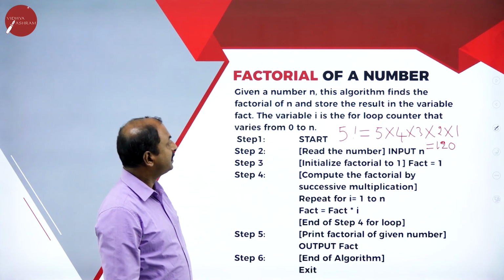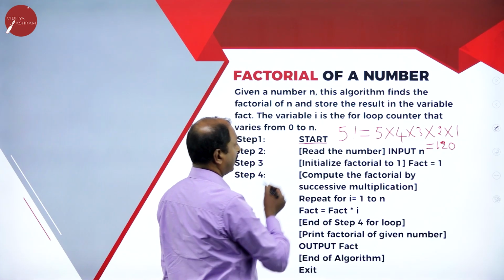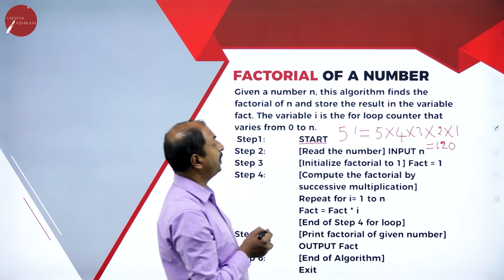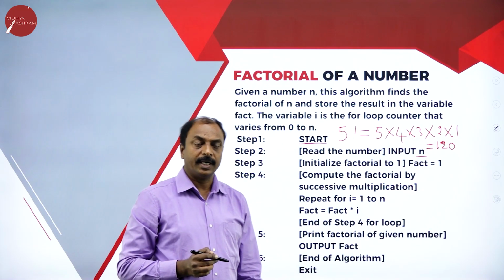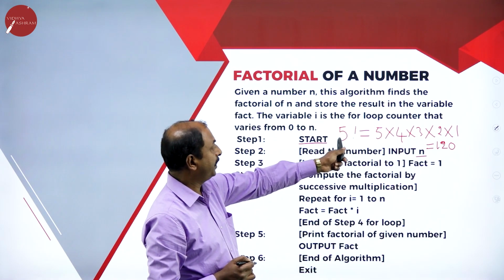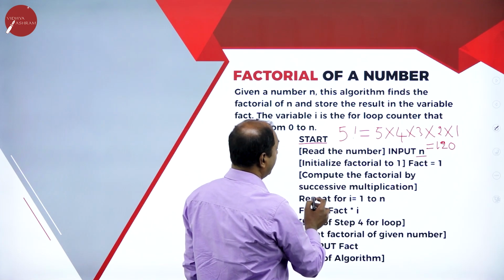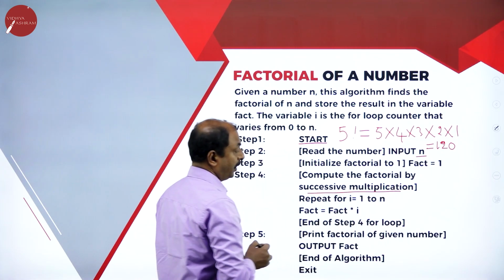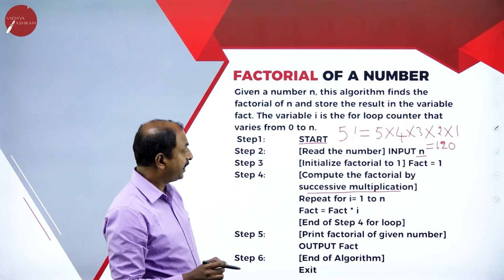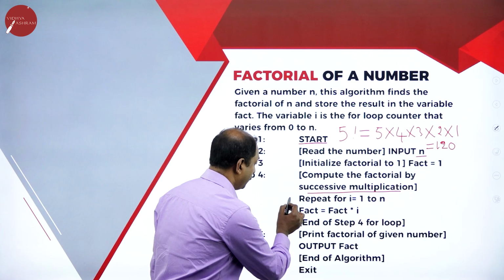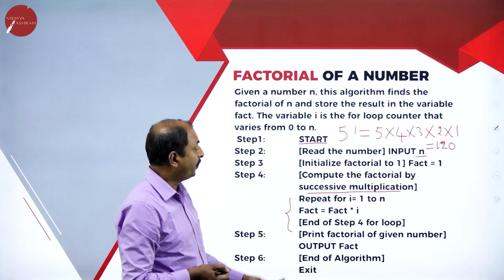Now here, let us see the algorithm for this. So we have to start the algorithm, step number 1. And here we have to input one number, that is n. Input n. This n is the given number, in this example, 5. Next one is compute the factorial by successive multiplication. So here we have to multiply from 1 to n. So for that we are using the code here. This is the logic or the programming statement to find factorial.